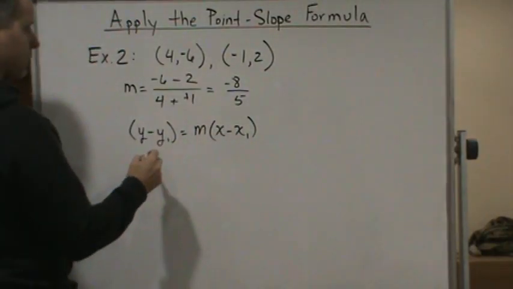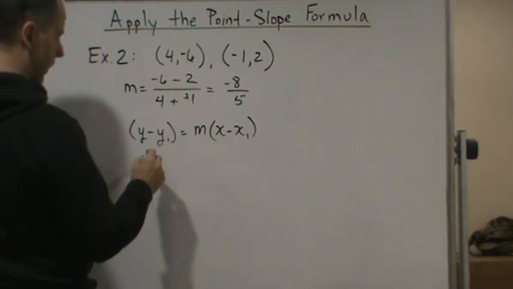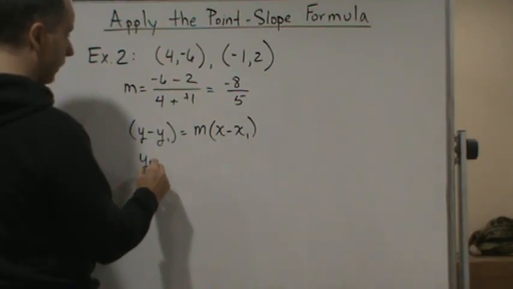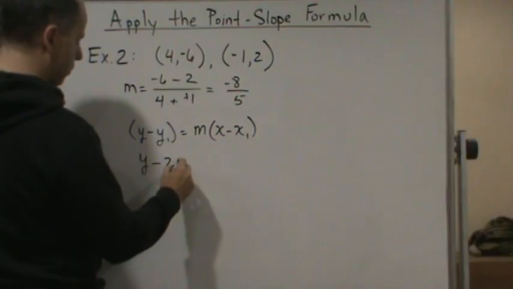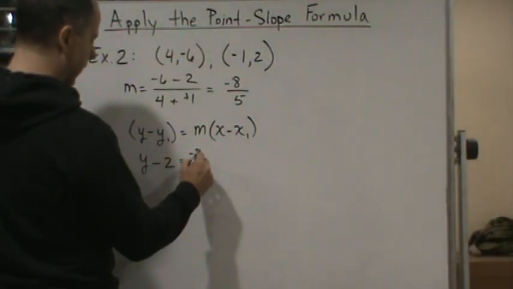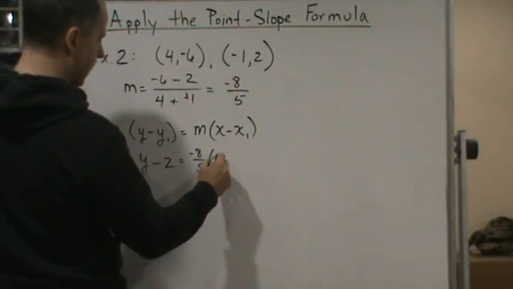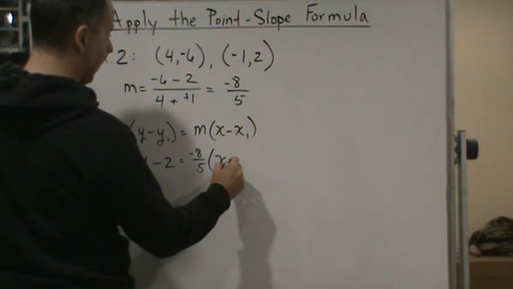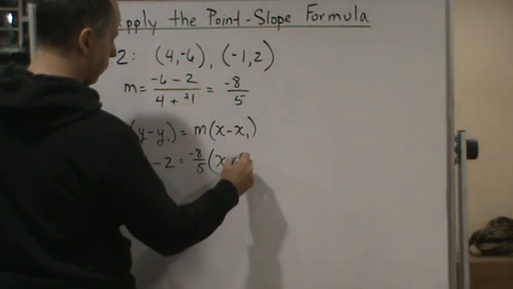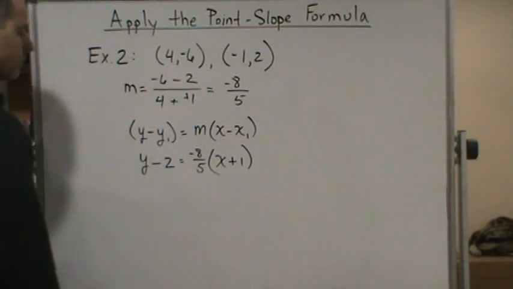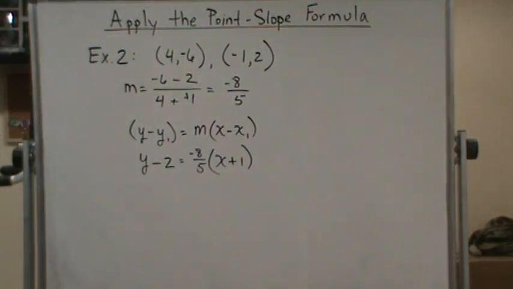Now we're just going to fill in what we know. So this will be y minus 2 is equal to -8/5 times x minus a -1. So we'll make that a +1. And now we have it in point-slope form. Now let's write this in slope-intercept form.